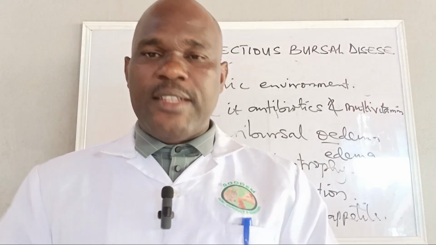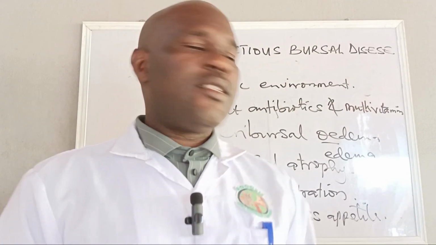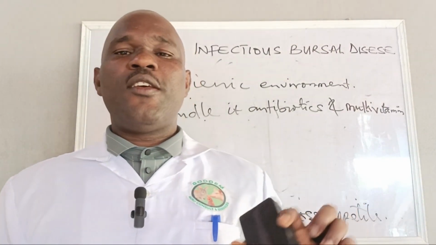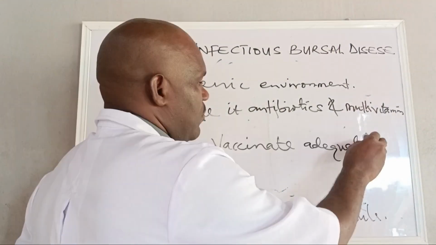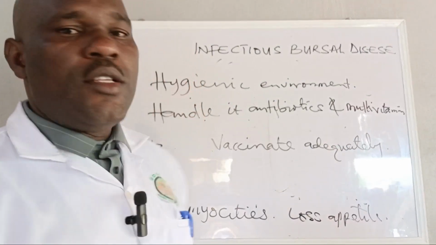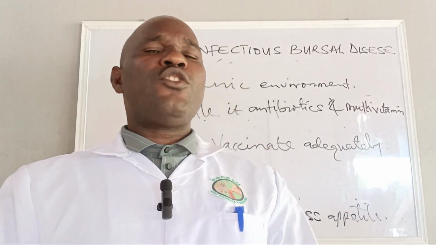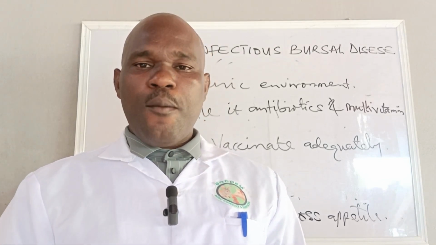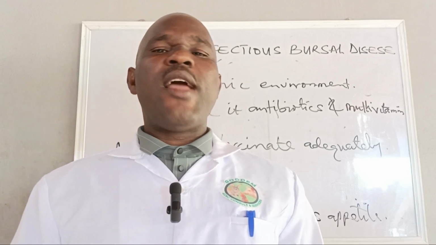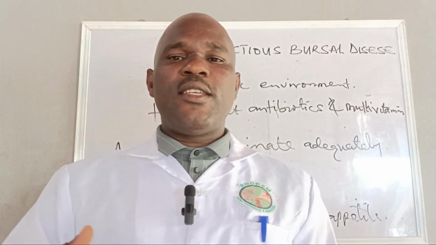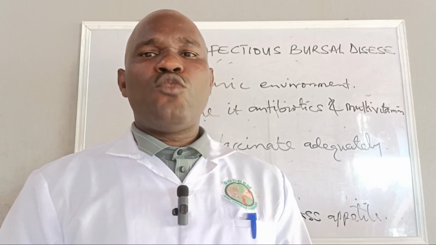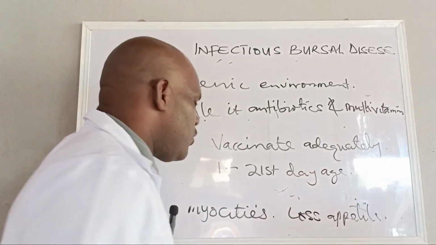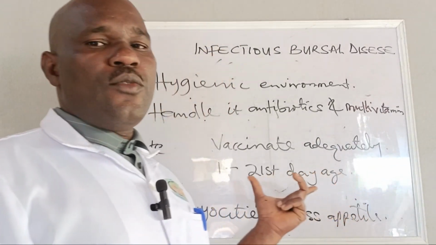So how do you prevent infectious bursal disease? Prevention of infectious bursal disease is always by vaccination. Once you vaccinate, you will be able to prevent the disease from breaking out in your farm. And when do you vaccinate? You have to vaccinate between the first and 21st day of age. Yes, within this age, you are supposed to vaccinate them.